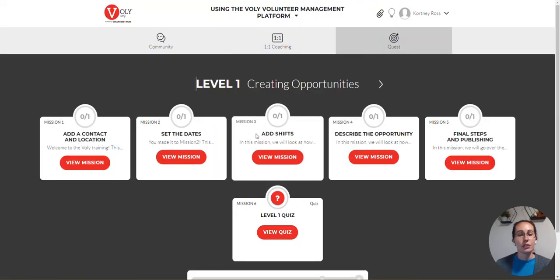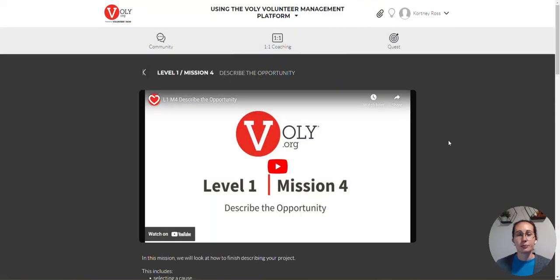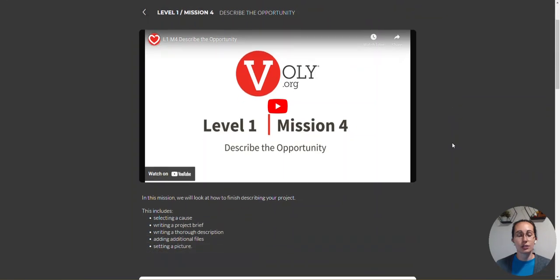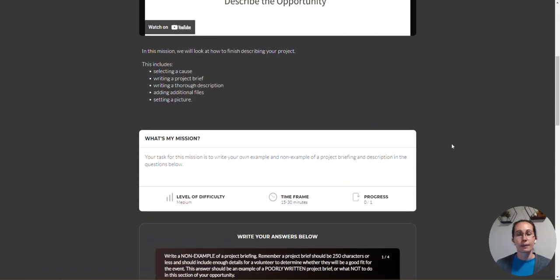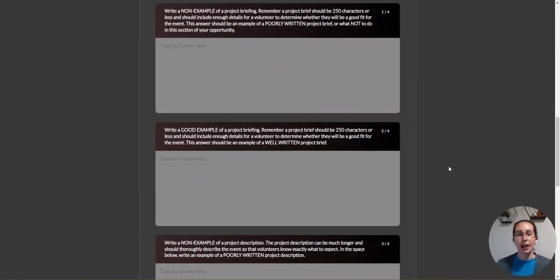In some levels, it was not really conducive to needing something interactive like that. Sometimes writing was better. So for this one, it was talking about how to describe your project. So here I asked for an example and a non-example of a good description for the project.